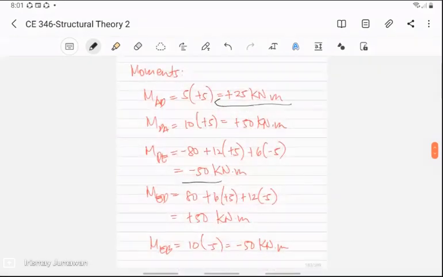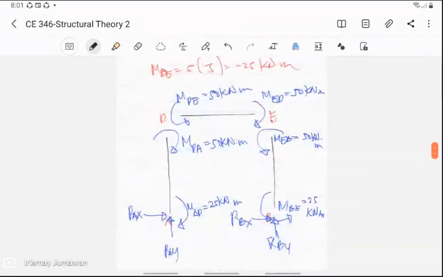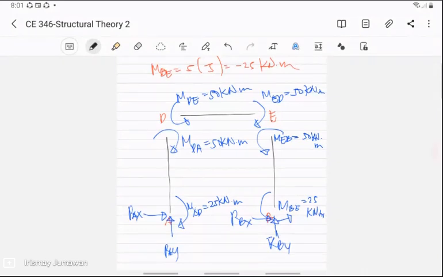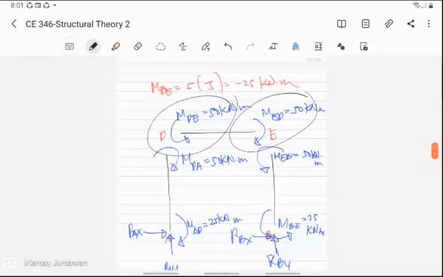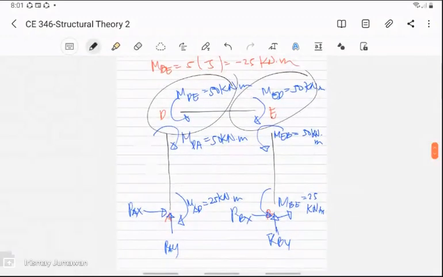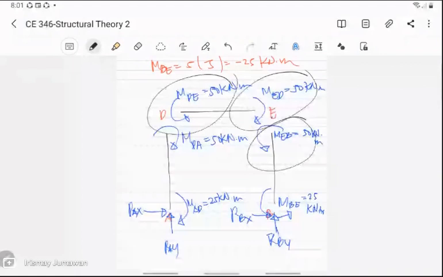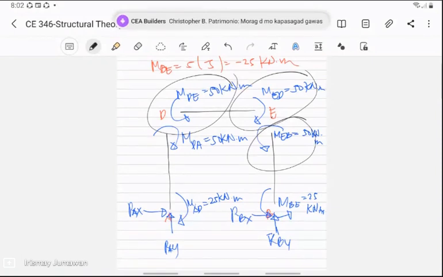You can check that. For member AD, you have positive 50. That's clockwise direction. So you can see that it is positive. Then member EB, you have negative 50. EB, negative 50, that is counterclockwise. So you have also counterclockwise. So you can see your values or your signs once you illustrate it in the frame.